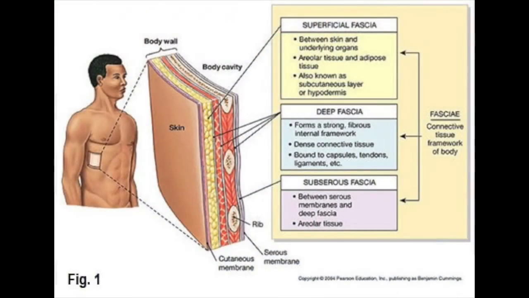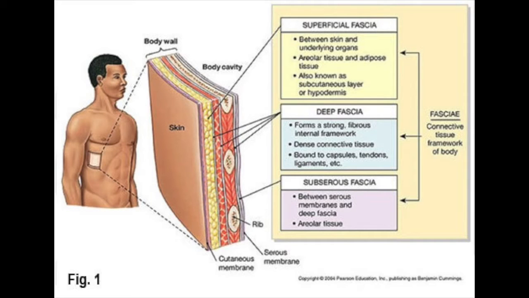So we'll take a look at a picture that I have that I think really depicts well what the fascia is and how it's separated. So if we take a look at this picture, we see three different types of fascia. You have your superficial fascia, your deep fascia, and subserous fascia. So we'll start with superficial.